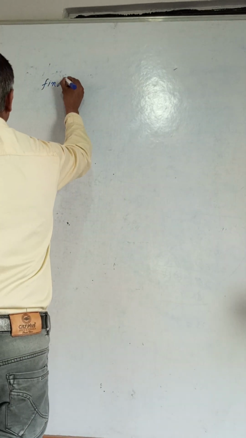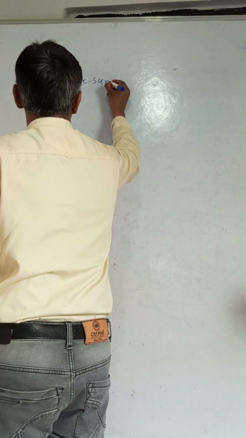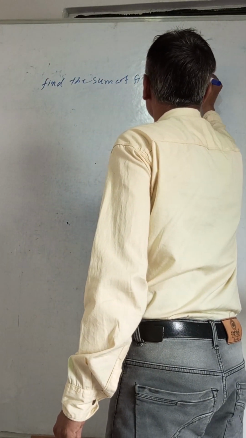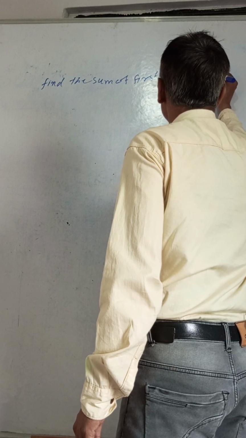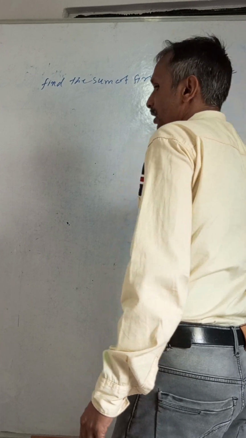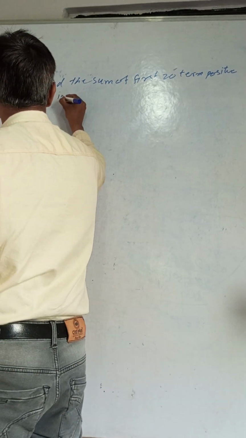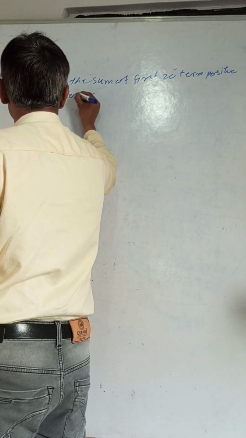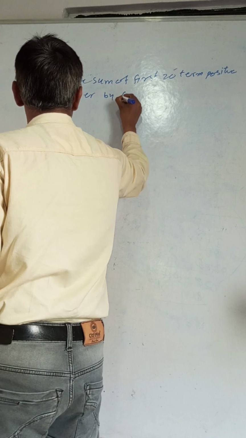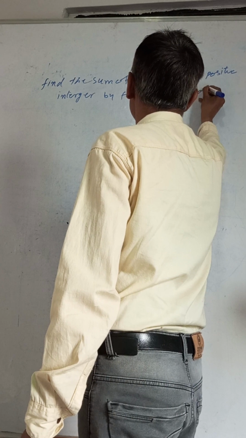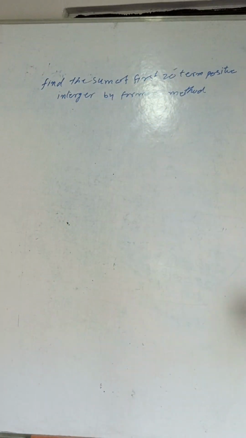Find the sum of the first 20 positive integers by the formula method, it is asked. Now first of all, which are the first 20? Natural numbers, it is asked. The 20 integers starting from the natural numbers.